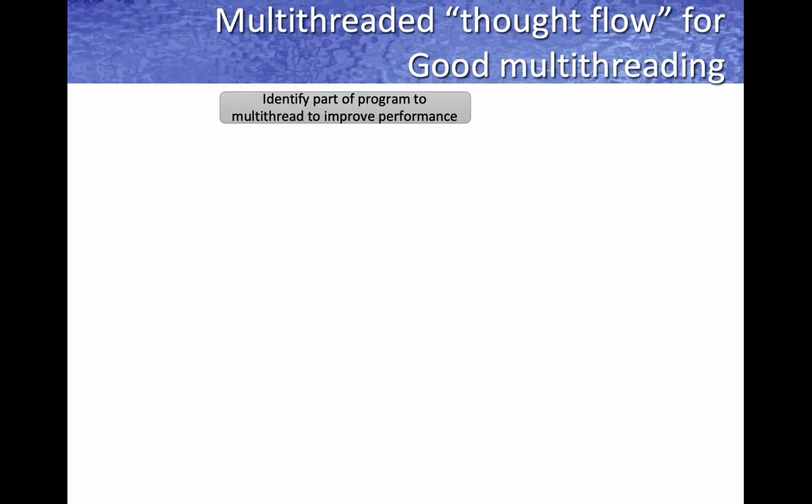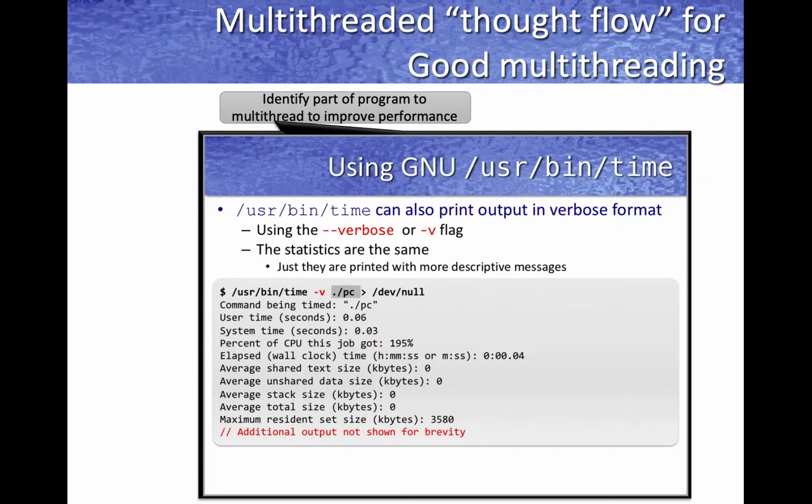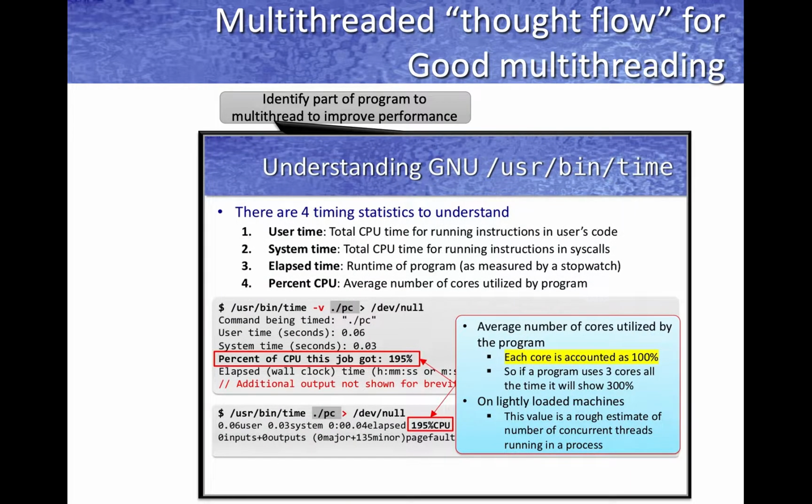And the first step that you will typically start with is measuring and timing the program. We looked at the use of USR bin time, which is a standard software tool in the GNU Linux distribution. And you can use USR bin time to monitor, measure and record different runtime properties of the program. Specifically, we looked at user time, that is the total time for running the program, system time, that is time spent in making syscalls, the elapsed time, which is the time that a user would observe if the program was run, and of course the percentage CPU that tells us how effectively the different threads are running and utilizing the CPU resources.